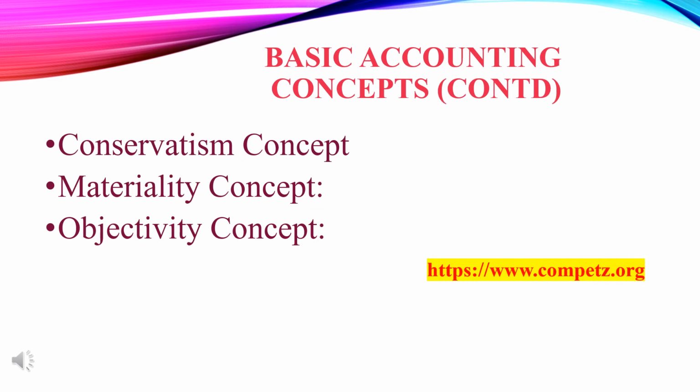To illustrate with an example, see here: valuing closing stock at cost or market value, whichever is lower. Creating provision for doubtful debts, discount on debtors, and writing off intangible assets like goodwill, patents, etc. from the books of accounts are some examples of how to apply the principle of conservatism.